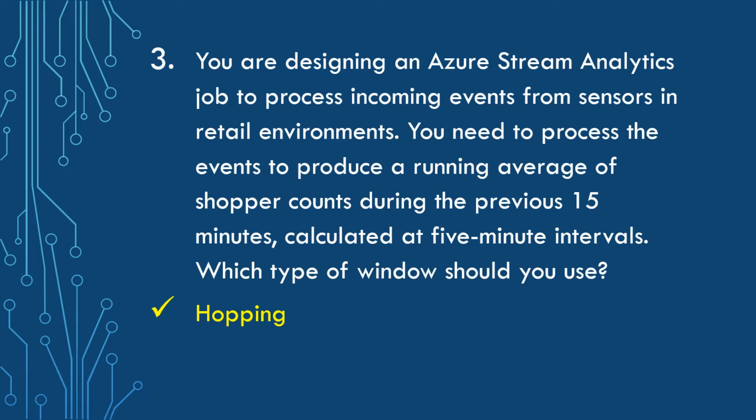You are designing an Azure Stream Analytics job to process incoming events from the sensors in a retail environment. You need to process the events to produce a running average of shopper counts during the previous 15 minutes calculated at 5 minute intervals. Which type of window should you use? So here we will use the hopping window.